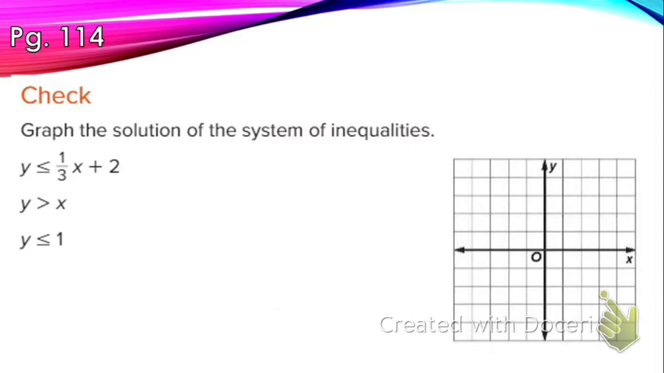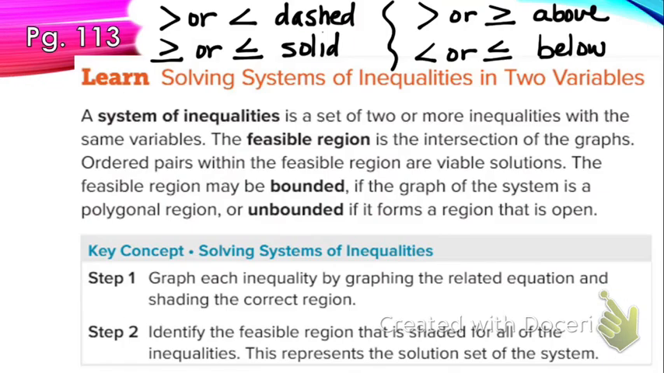Okay, so these are already ready for us to graph. Let's go ahead and write what we know. What's the slope of this first one? 1/3. What's the y-intercept? Is this going to have a solid or a dashed line? And am I going to shade above or below? Below, because notice how this says y is less than. Going back to what I had you write here, if it says less than, you shade below.